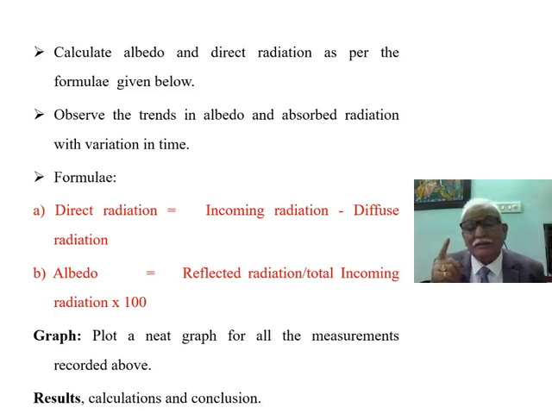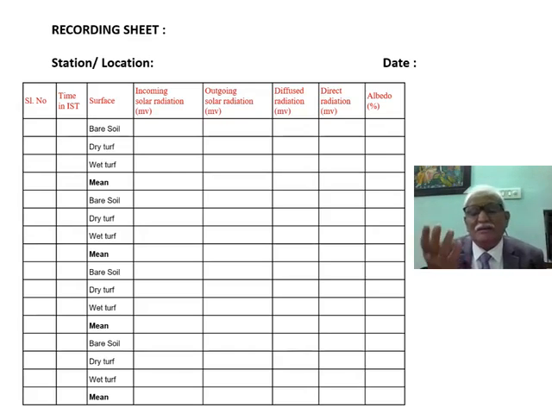Albedo, as I told you several times, is reflected radiation divided by total incoming radiation, multiplied by 100, because albedo is measured in percentage. The unit of measurement of albedo is a percentage. I told you in the theory. This is a wonderful experiment which I conducted for 30 long years with students who had just joined. Very, very simple, very interesting.